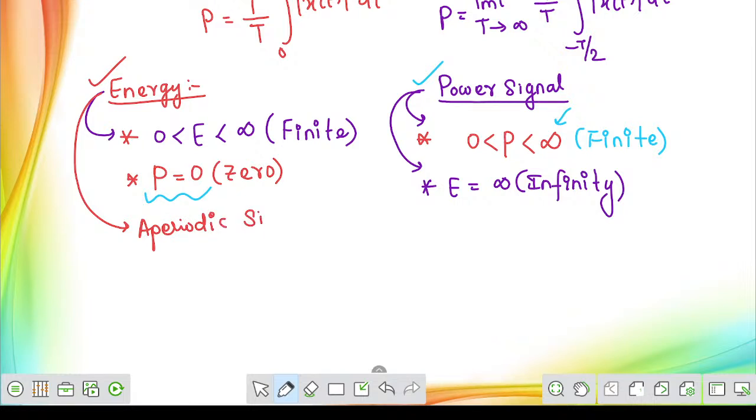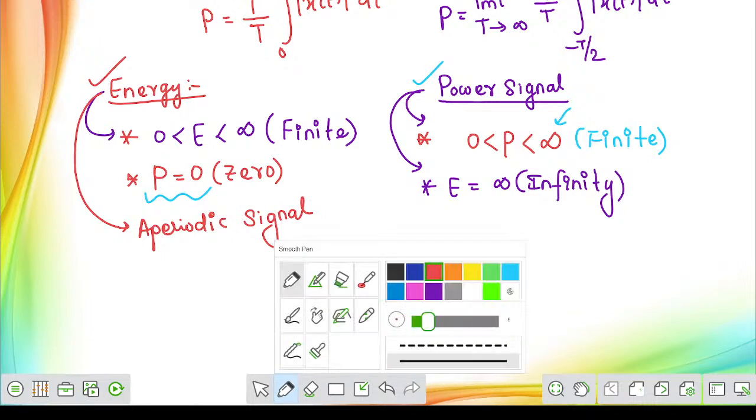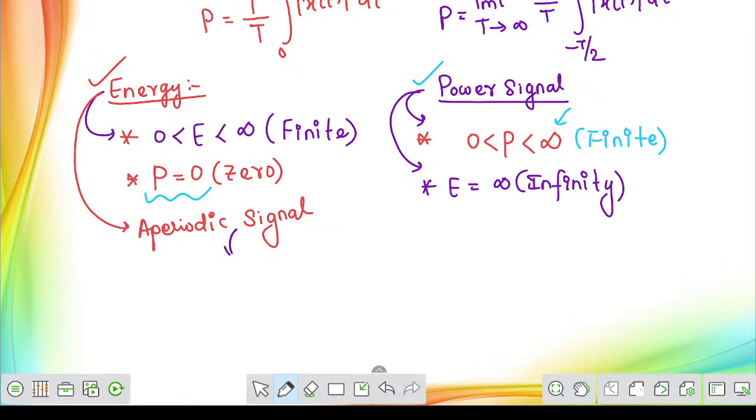All types of aperiodic signals are considered as energy signals. It means the energy of an aperiodic signal will always be finite, and the power of an aperiodic signal will always approach 0 watts. Understand, sir? So you have to remember these two most important properties.